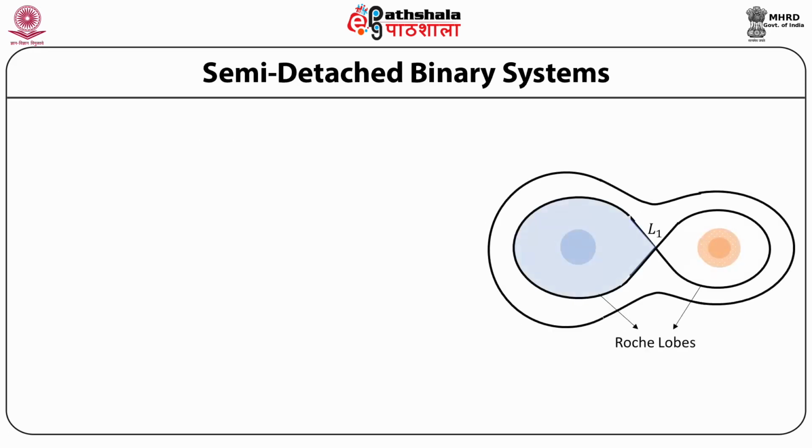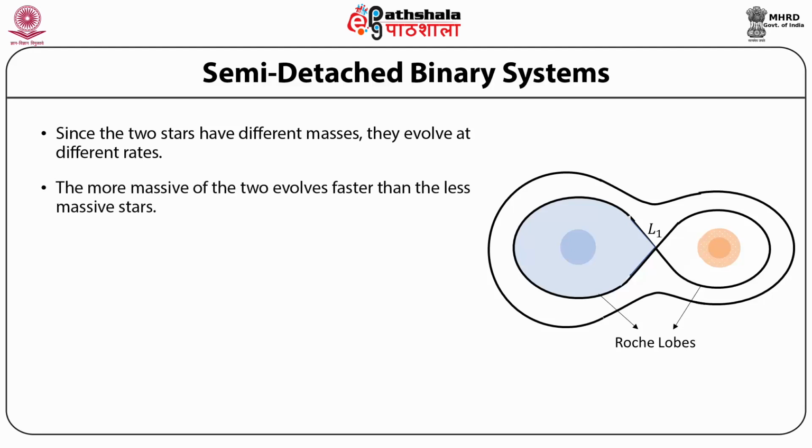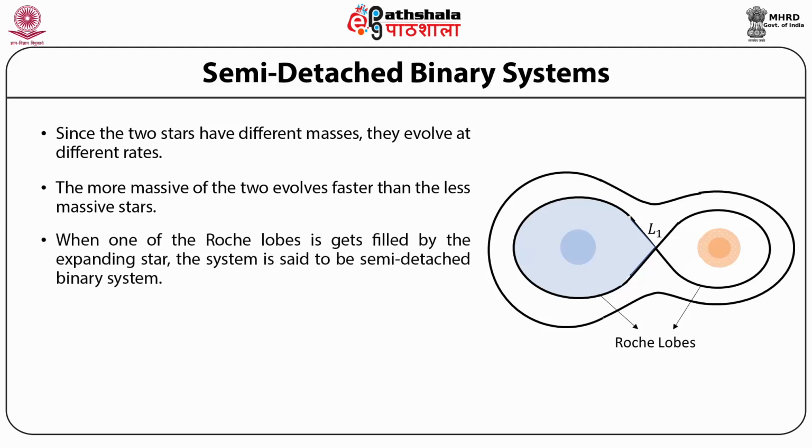Semi-detached binary systems. Since the two stars have different masses, they evolve at different rates. The more massive of the two evolves faster than the less massive star. When one of the Roche lobes gets filled by the expanding star, the system is said to be a semi-detached binary system.